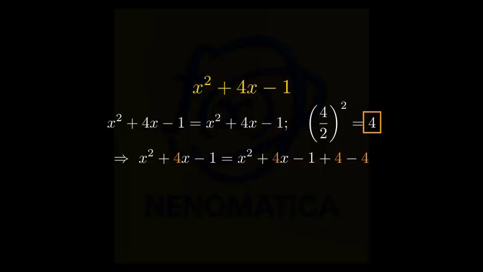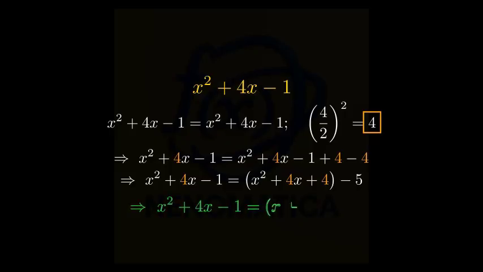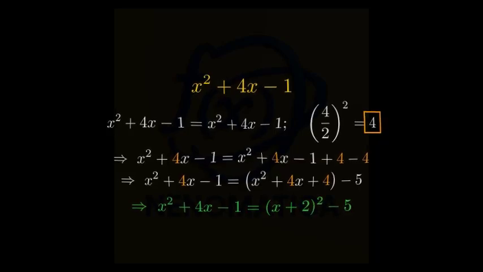Step 3. Group the first 3 terms as a perfect square trinomial and combine the constants. We write (x squared plus 4x plus 4) minus 5. Step 4. Recognize the perfect square. x squared plus 4x plus 4 equals (x plus 2) squared. Therefore, the completed square form is (x plus 2) squared minus 5.